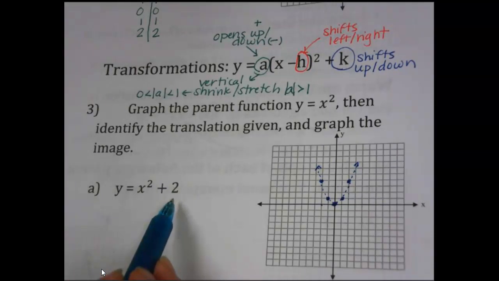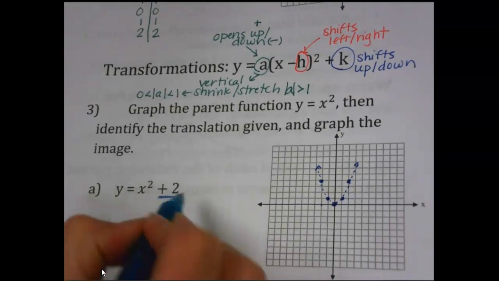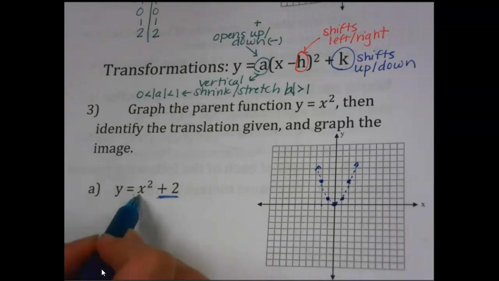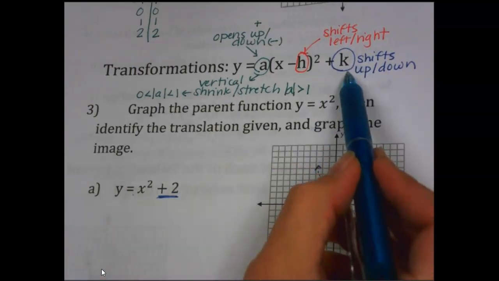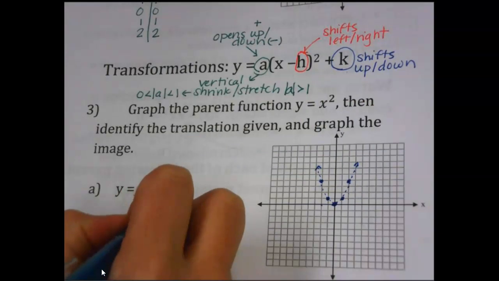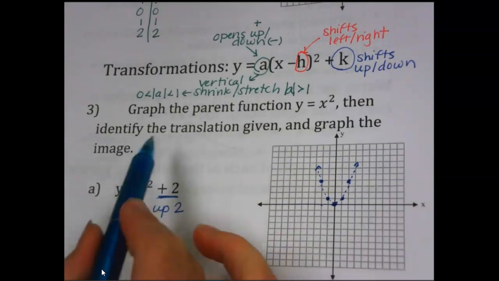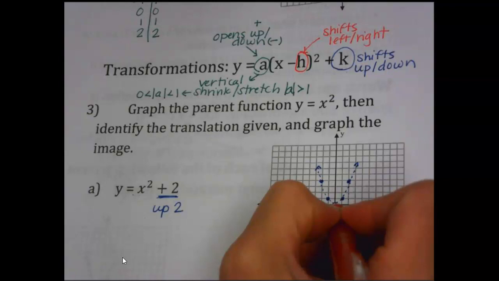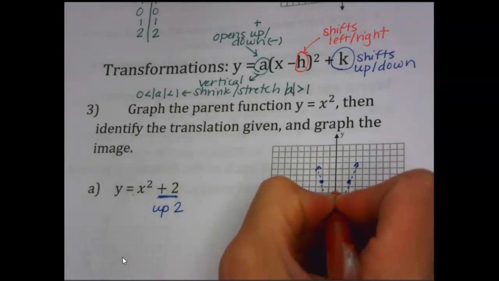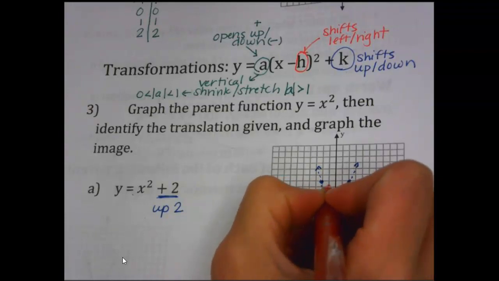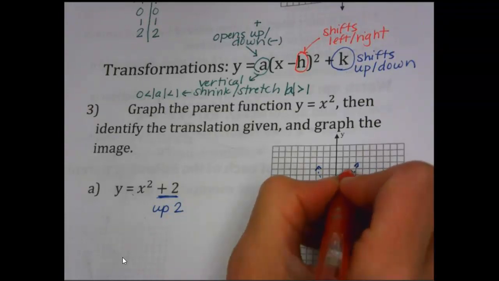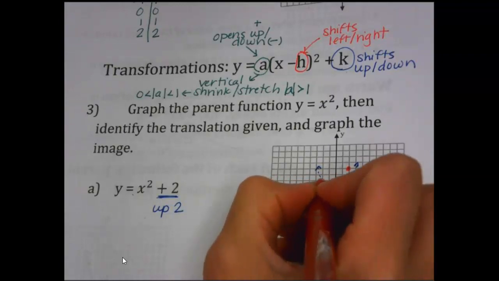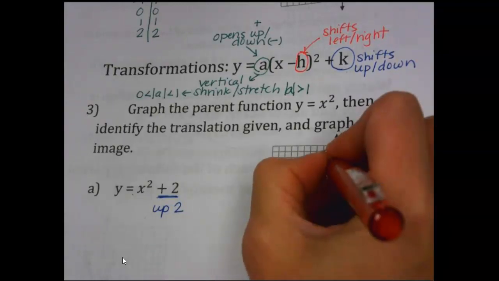However, we've added this 2. Now this 2 is on the outside of the x squared, so it's in the k position from up here. So that tells us that we are going up 2. When it says identify the translations, we identified it as up 2. So what you're going to do is take all of the points and move them up 2. So this (0, 0), move it up 2. (1, 1), move it up 2. All of the points. And then we connect those.